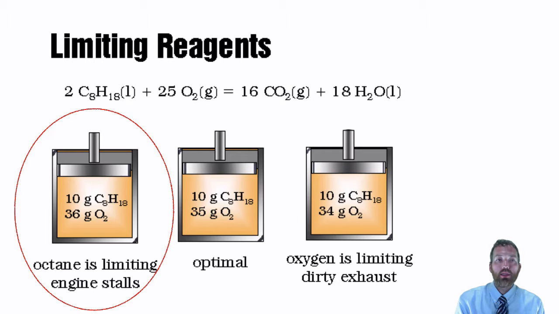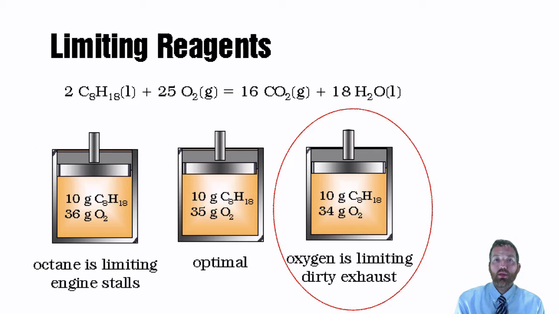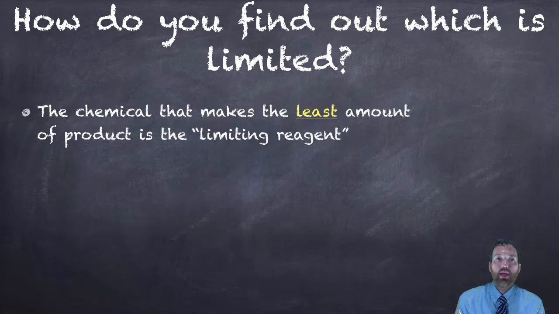I have more oxygen than octane, and I'm going to run out of octane first, and the engine's going to stall. If I had this ratio, 10 grams of octane for every 34 grams of oxygen, now oxygen is limiting. I'm going to run out of oxygen before I run out of octane, and the exhaust will be dirty and smoky. So how do you find out which chemical is the limiting reagent in your chemical reaction?